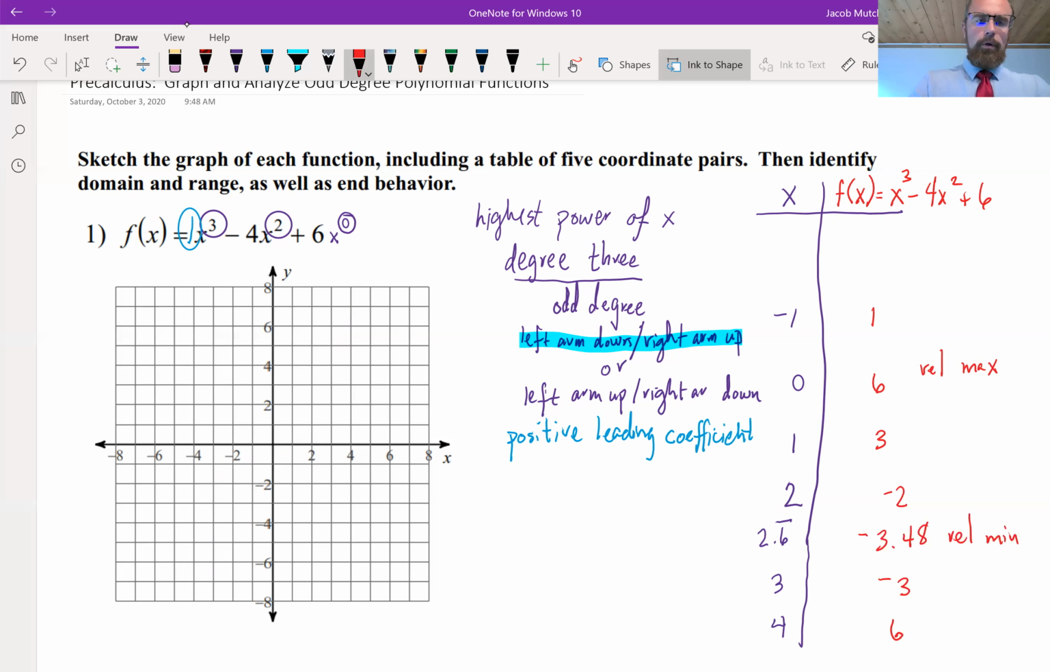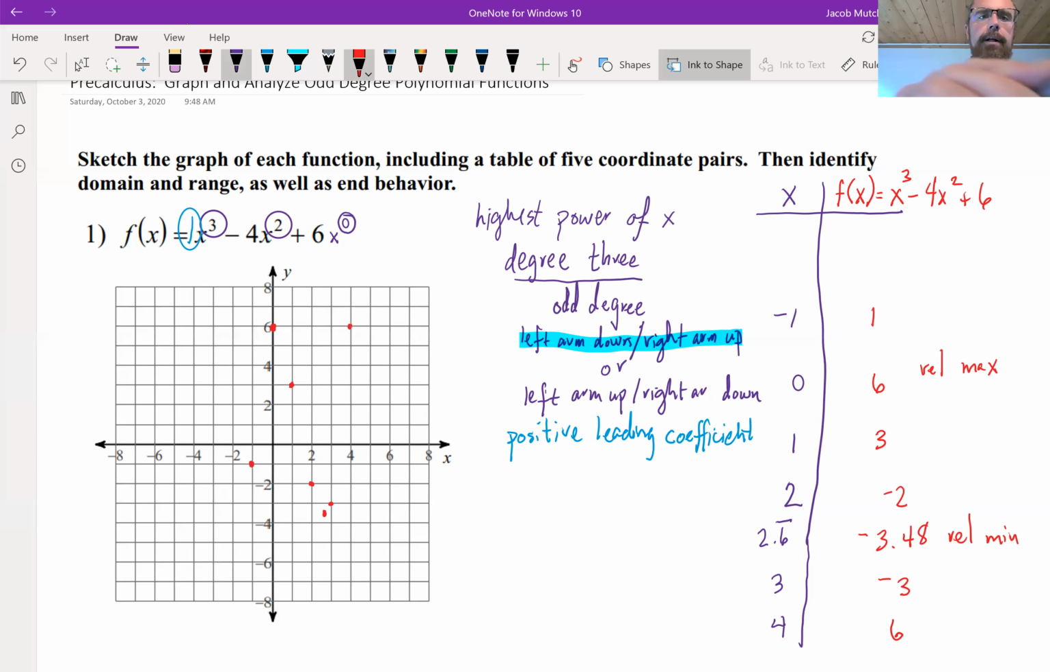So -1, 1. Easy to graph there in quadrant 3. 0.6, again easy to graph as the y-intercept, also my relative maximum. 1.3, 2, -2. Now this one, the next 2-point repeating 6, -3.48, I have to estimate that. And then at 3, -3, that's an exact value, and 4.6, back up into quadrant 1.